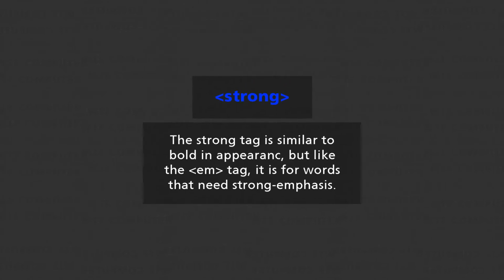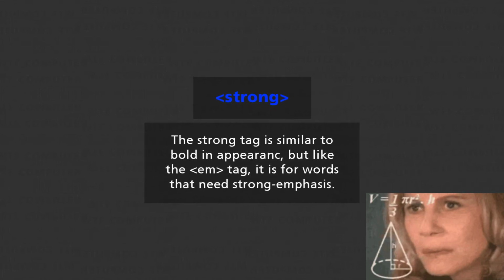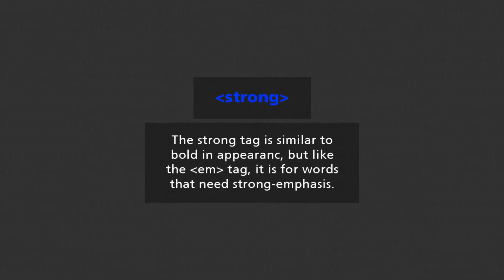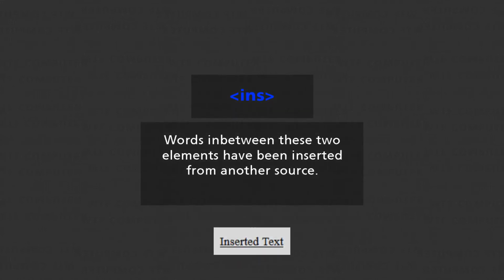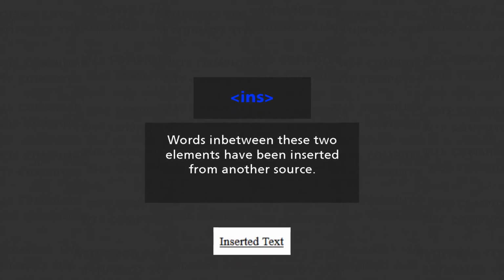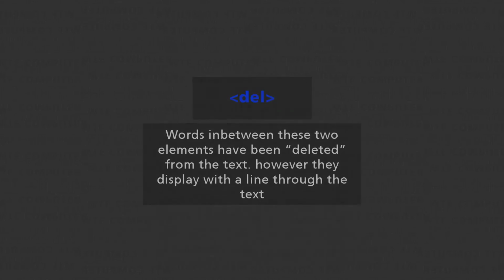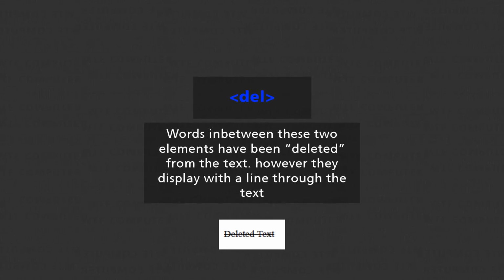Moving on to our next tag, strong, which is the same display as bold text but is similar to EM text in relation to italic in the sense that it is used to categorize a word or sentence as important, whereas bold simply changes the style. The INS tag is for text that has been inserted from another source and is displayed with an underline. The DEL tag is for deleted text but can still be seen and has a line through it.